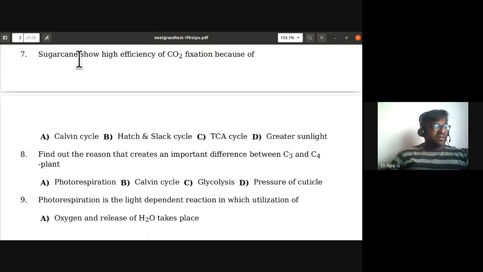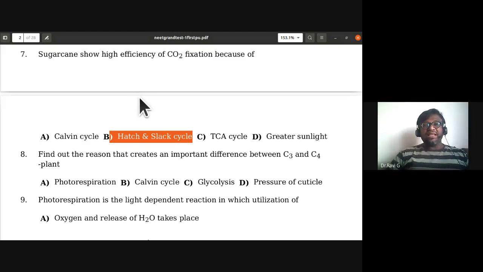The C4 plant pathway was for the first time studied by Hatch and Slack, so it is also called the Hatch and Slack pathway or Hatch and Slack cycle. So the C4 cycle can also be called the Hatch and Slack cycle. So the right answer is Hatch and Slack cycle. So B is the answer.